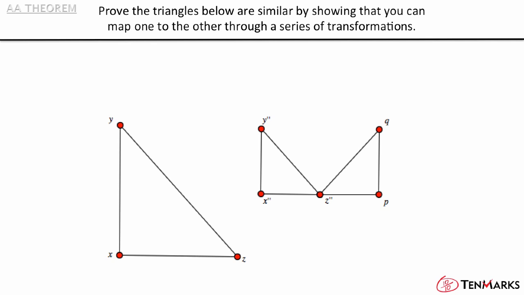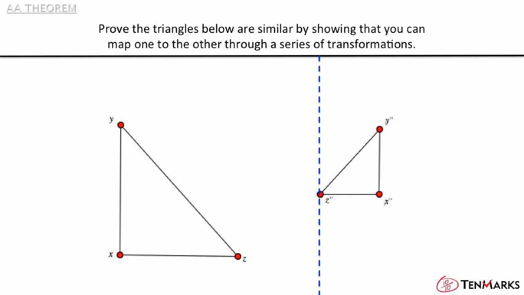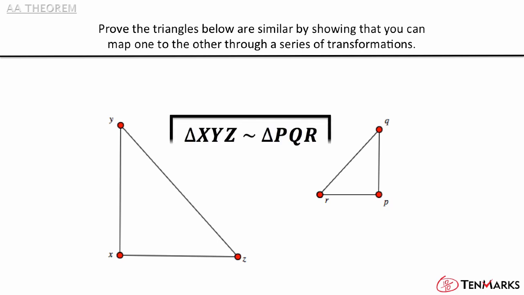The last step is to reflect the triangle over a line that goes through point Z', to see if it overlays triangle PQR. After a reflection, it does lie exactly on top of triangle PQR. Since triangle XYZ can be mapped to triangle PQR through a series of transformations, the triangles are similar.